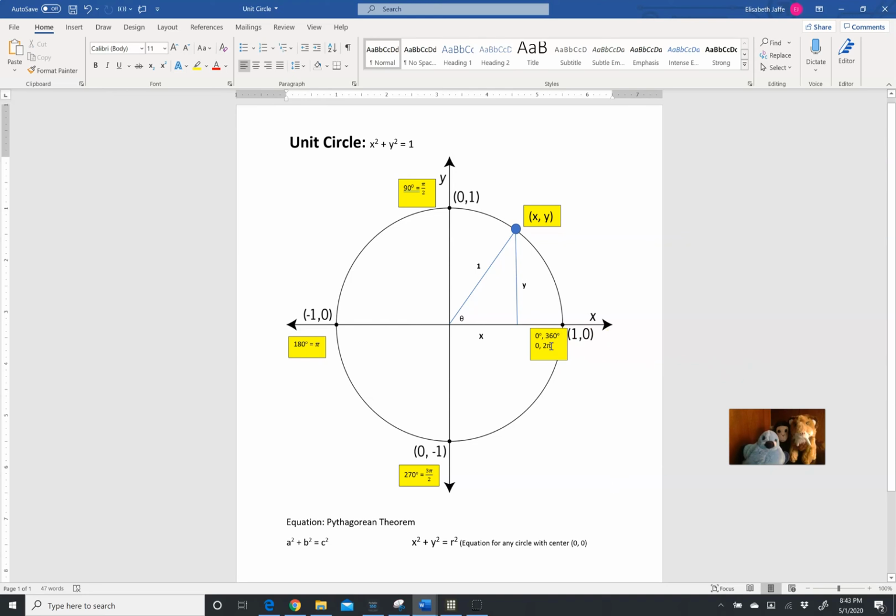And what else does that mean? That means that the sine of 0 radians is 0. The cosine of 0 radians is 1. The sine of 2 pi radians is 0. The cosine of 2 pi radians is 1. The sine of pi over 2 radians is 1. The cosine of pi over 2 radians is 0, and so forth. So the sine and the cosine of 180 degrees is the same as the sine and the cosine of pi. And the sine and cosine of 270 degrees is the same as the sine and the cosine of 3 pi over 2.